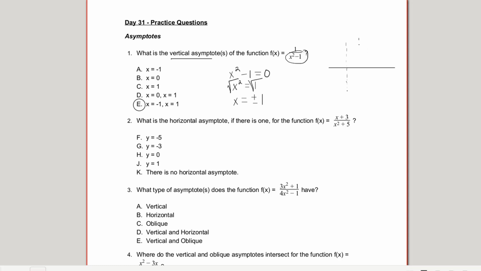So on our graph, if this was the point negative 1, I already had that drawn out, so I used it. And this would be our positive 1. These would be our two asymptotes that the graph here would not cross.